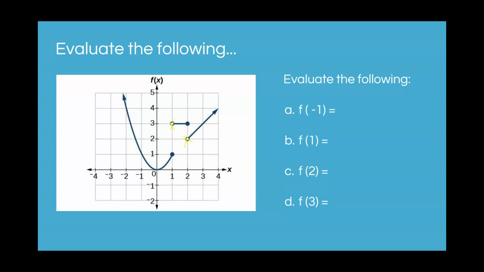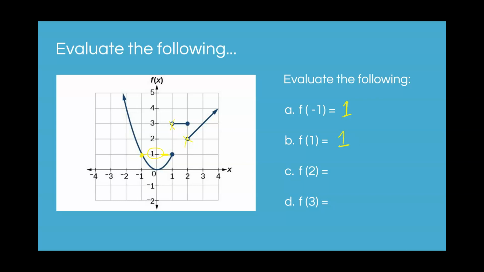So f of negative 1. When x is negative 1, y is what? 1. Okay, B, f of 1, that's saying when x is 1, what is y? Well, we can't choose that guy, we got to choose this, so it is also going to be 1.